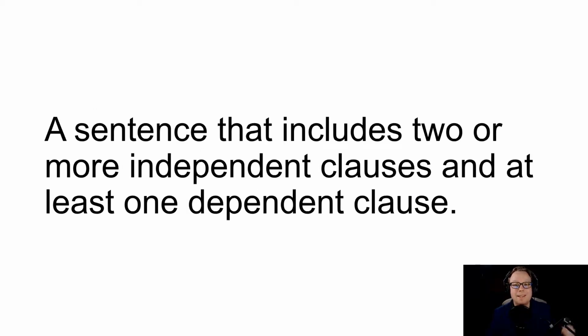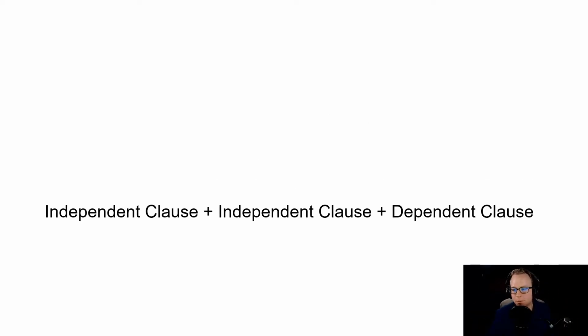Well, it's a sentence that includes two or more independent clauses and at least one dependent clause. An independent clause, remember, is a group of words that includes a subject, a verb, and a complete thought. It can be a sentence by itself. It can also be stacked up with other clauses or groups of words. And in this case, a compound complex sentence is going to have two independent clauses and at least one dependent clause, which is a group of words that can't be a sentence by itself, but that adds extra information to a sentence.